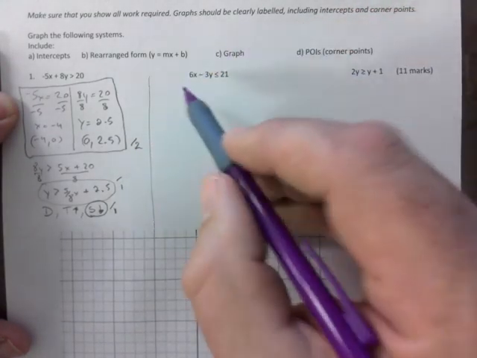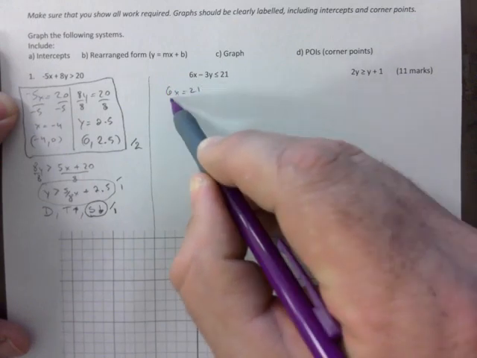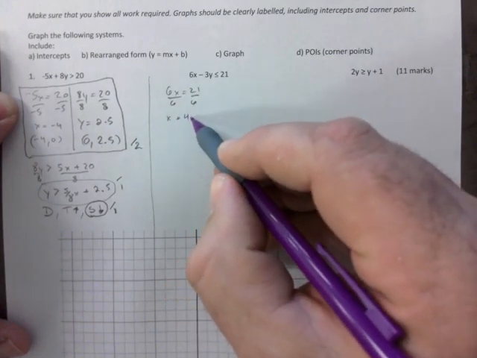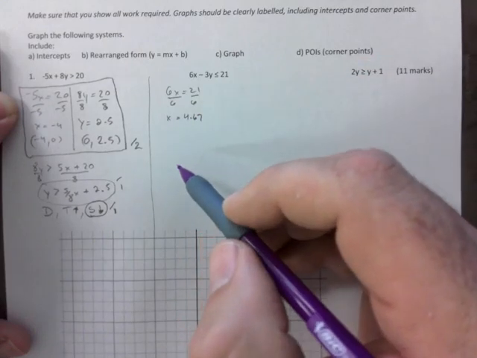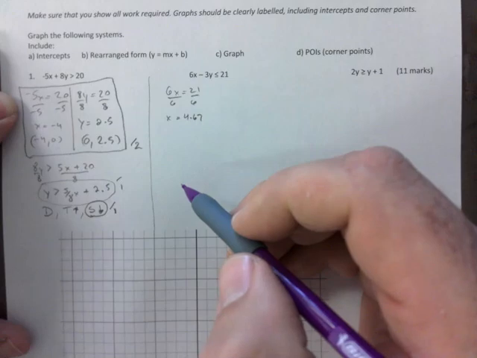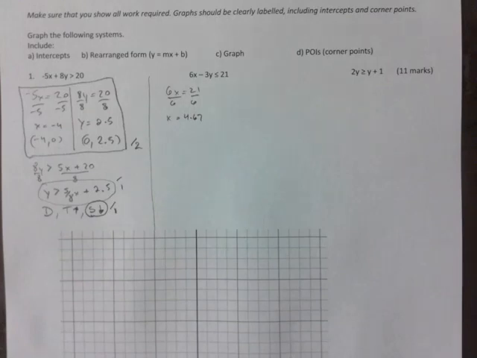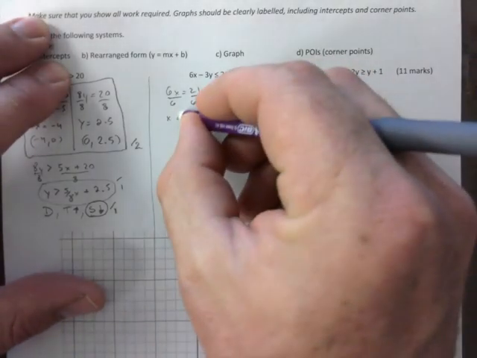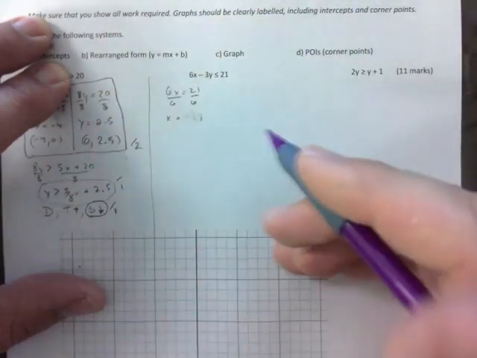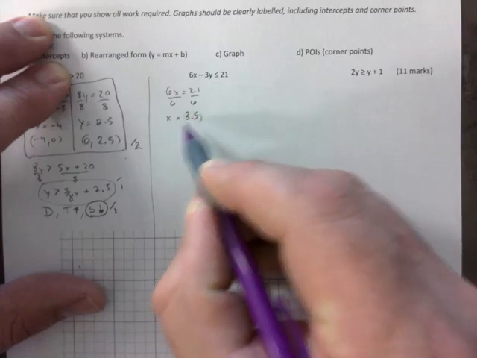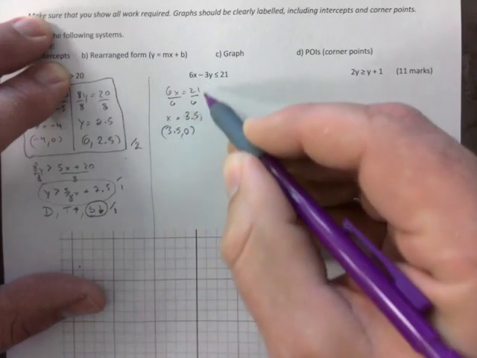Let's do the next one. 6x is equal to 21. Divide both by 6. X is equal to 4.67. No, sorry, I'm off, right? I'm looking at the wrong paper, I think. Here. 3.5. Is it 3.5? Yeah, 3.5. 3.50. 1 mark for that.